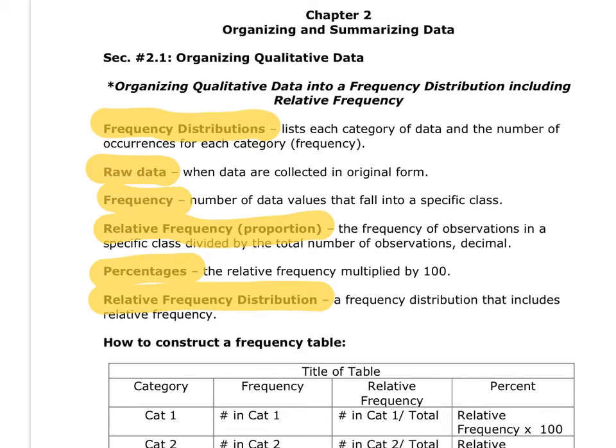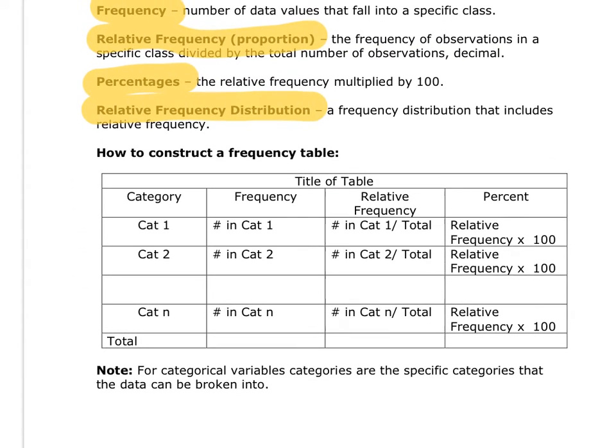So we're going to talk about how you construct a frequency distribution. So we start with our categories here. Then we have frequency, relative frequency, and percent. So those are going to be our titles. So categories are just the categories of our data. Frequency is the number in each category. Relative frequency is the number in the category divided by your total. And percent is your relative frequency times 100.